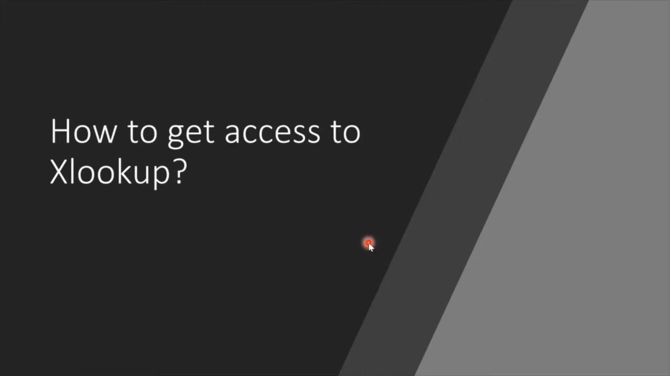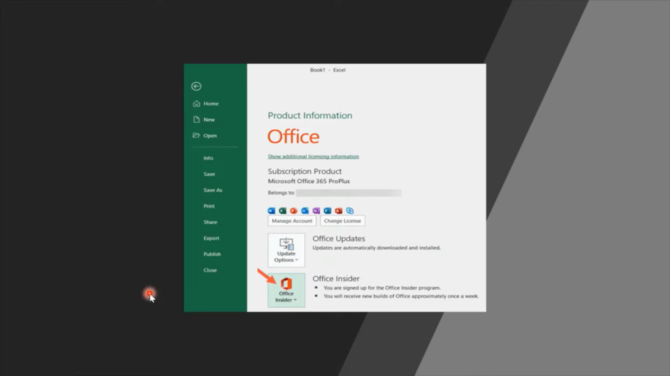Now, how do I get access to XLOOKUP? As I've said, this is a new function in Office 365. Therefore, you cannot use this function if you are using earlier versions of Excel. Those who already have Office 365 and don't have access to it can go to the File menu in MS Excel, then navigate to Account. The Office Insider program will be available for you to join. Just click on it. Once you join, you will have access to the XLOOKUP function.